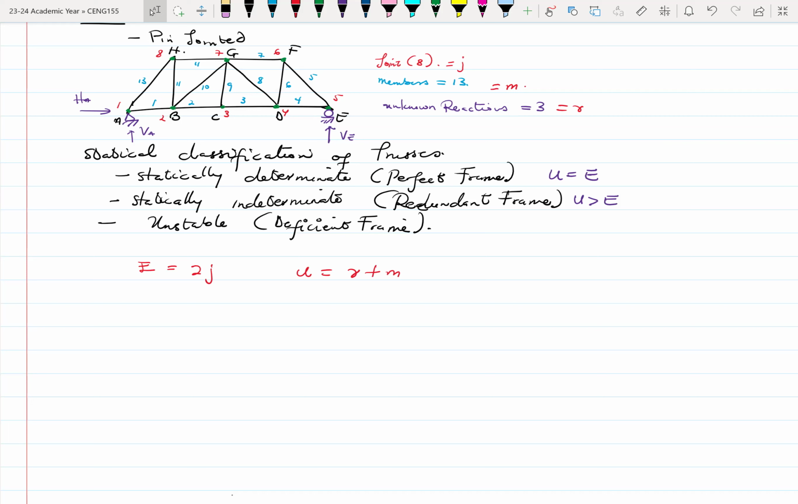Let me call U the number of unknowns, and let's call E the equations of equilibrium, or equilibrium equations, the same thing. So if U equals E, perfect frame. If U is more than E, redundant frame. And when U is less than E, then it's a deficient frame, or a frame that can easily collapse.